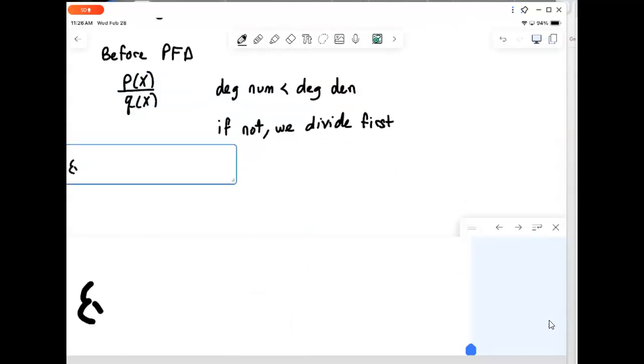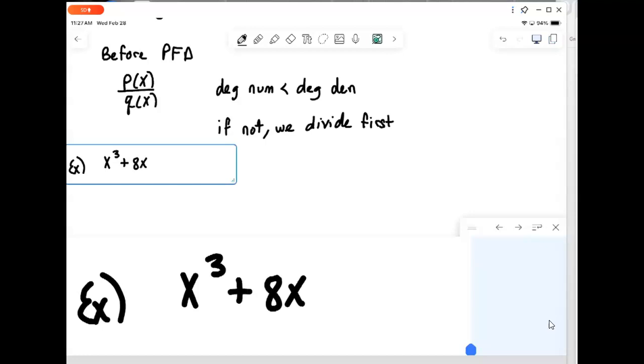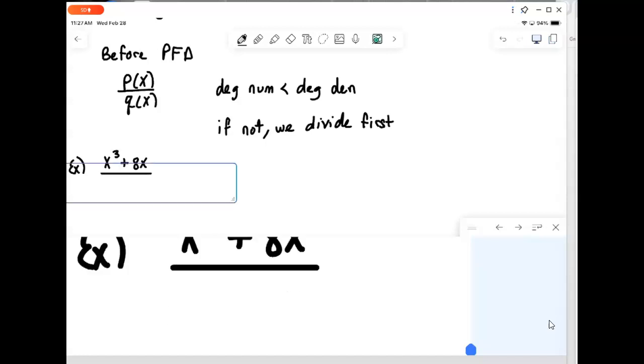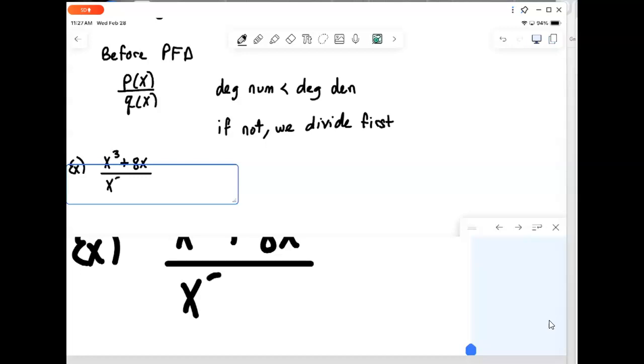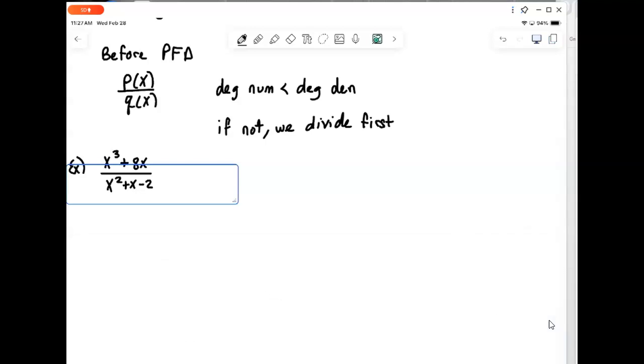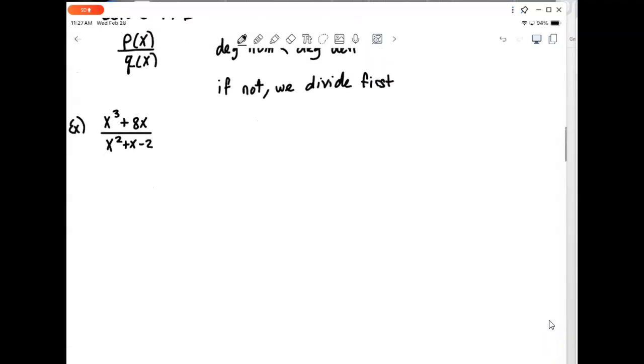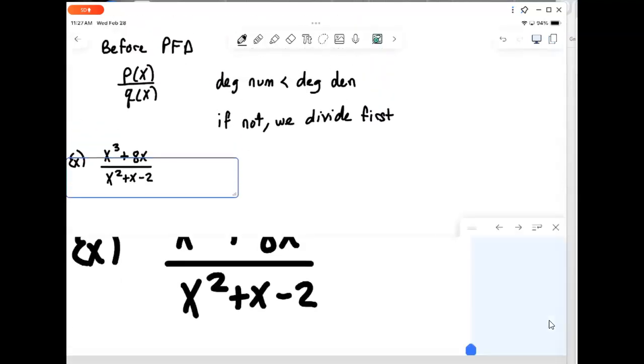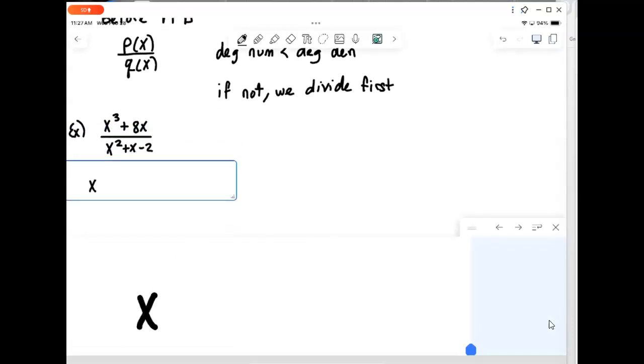So consider the fraction here, x cubed plus 8x divided by x squared plus x minus 2. So what we do to divide this is we do long division. We do what's actually called polynomial long division. So if you don't quite remember that process, let me explain that to you here in this example.